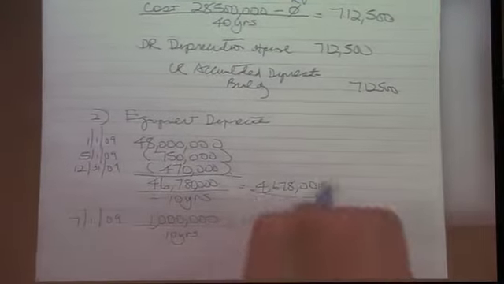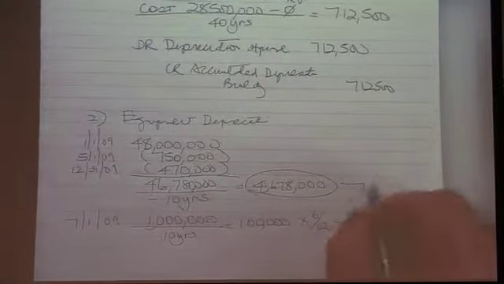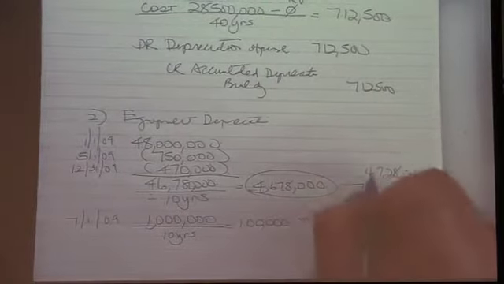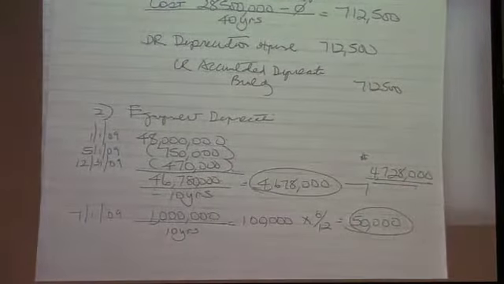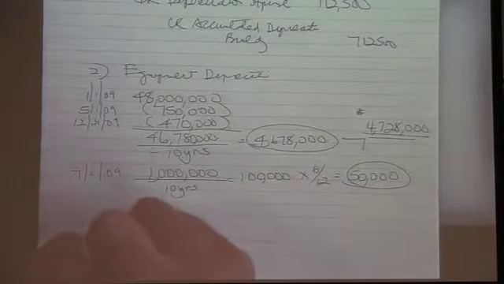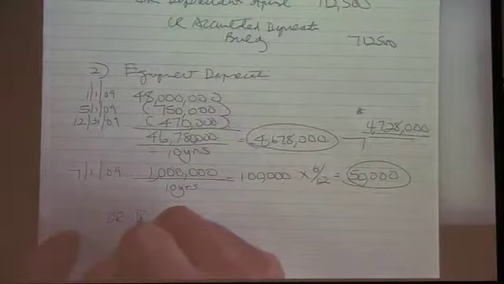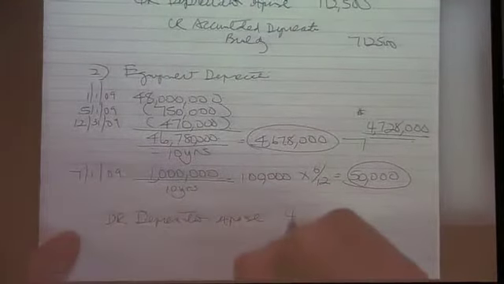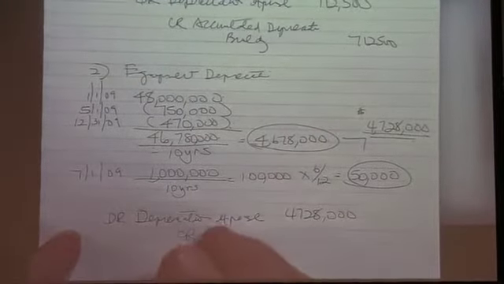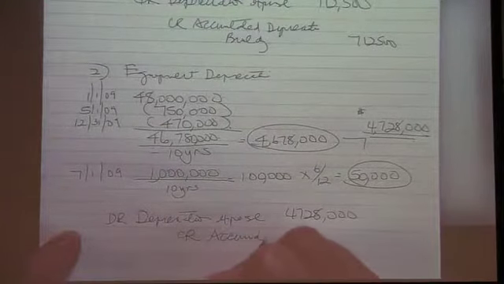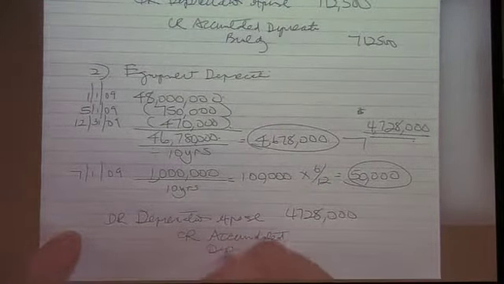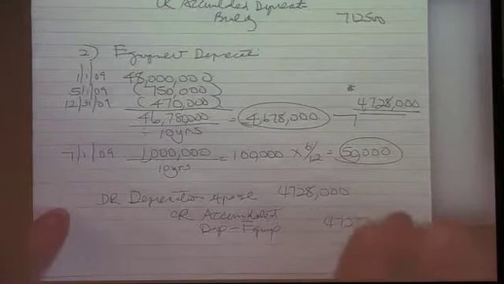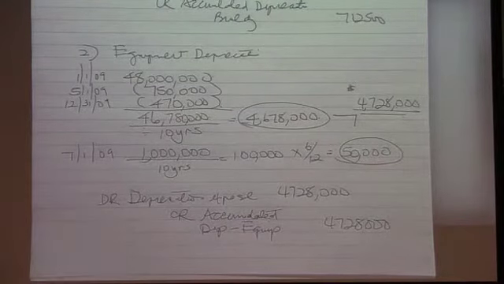So the sum of these two is $4,728,000. That would be the total depreciation for the equipment. So the entry is debit depreciation expense, 4728, and we're going to credit accumulated depreciation equipment. Okay, now land we don't have to depreciate.